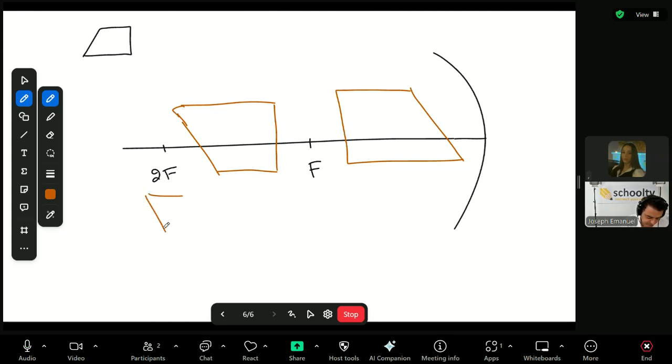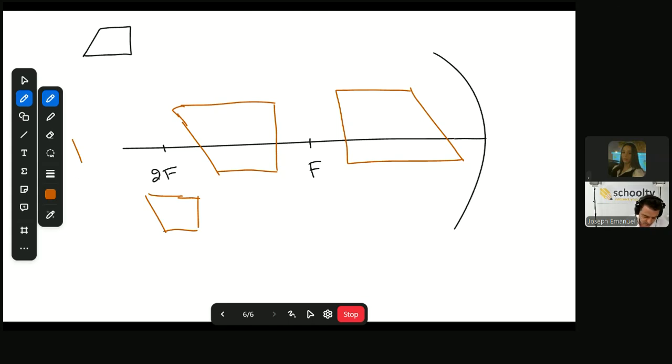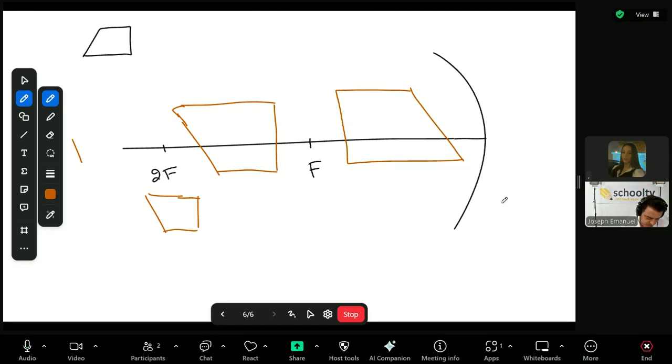Here you will see the same size, and here you will see smaller. Again, this is also flipped and smaller. Here you will see like this. That's it. And here, no image.